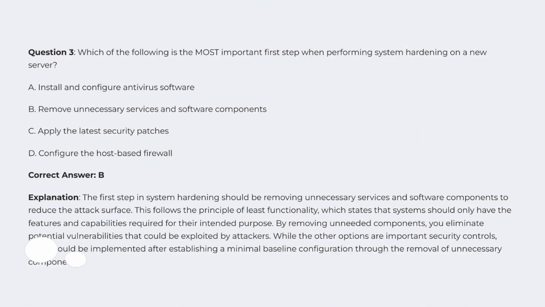Correct answer, B. Explanation. The first step in system hardening should be removing unnecessary services and software components to reduce the attack surface. This follows the principle of least functionality, which states that systems should only have the features and capabilities required for their intended purpose. By removing unneeded components, you eliminate potential vulnerabilities that could be exploited by attackers. While the other options are important security controls, they should be implemented after establishing a minimal baseline configuration through the removal of unnecessary components.